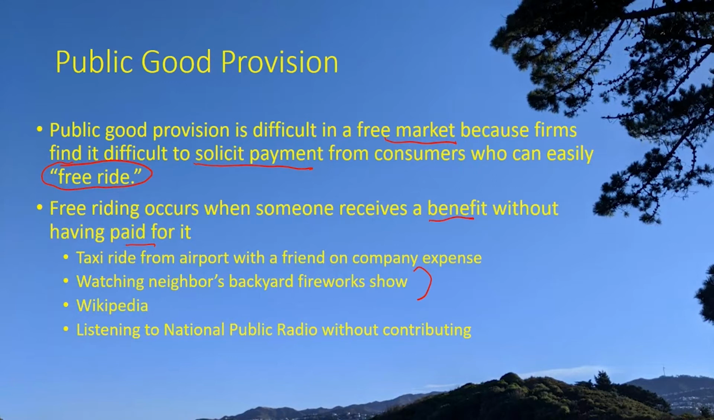You watch a fireworks show in your neighbor's backyard. Okay, they paid for the fireworks, you didn't, but you were able to watch it from where you were. They couldn't exclude you because you could look over the fence. You're free riding on their particular expenditure that they provided. Wikipedia is a good example. You get all sorts of benefits from Wikipedia, and if you don't contribute to them, which perhaps most people don't, you're getting a benefit for free.